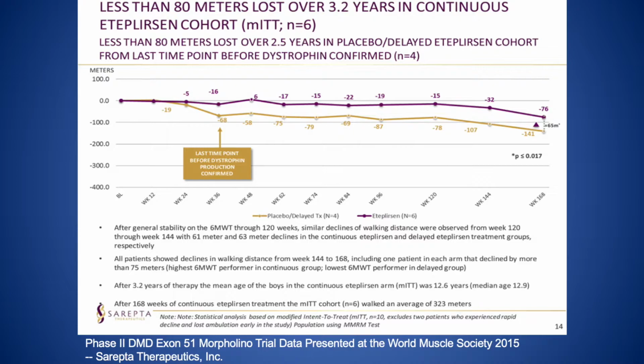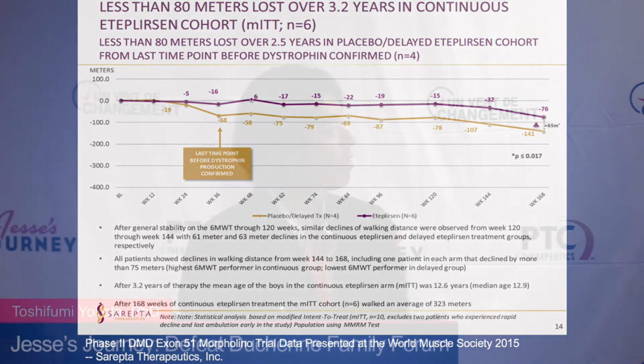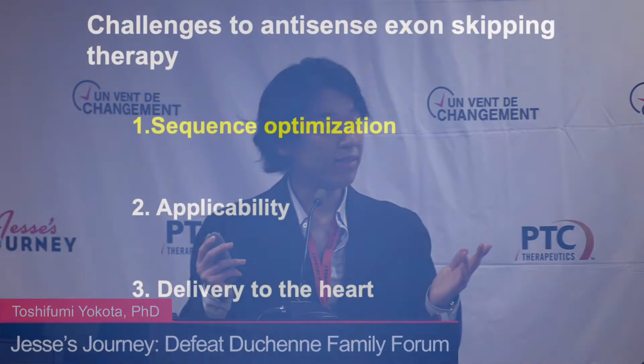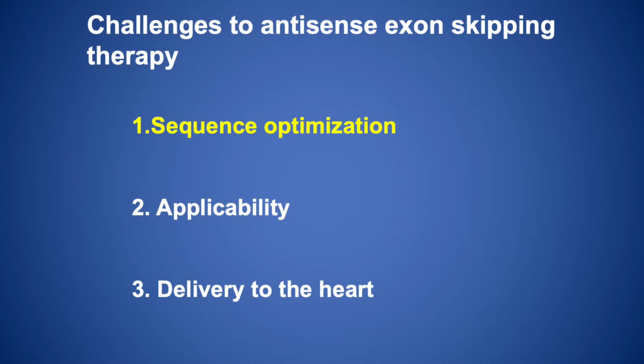However, actually, eteplirsen didn't improve the function. It only slows the progress of the disease. Okay, so we hope to further enhance and advance the efficacy of exon skipping, and hopefully we can also decrease the toxicity. So we are working on several projects.